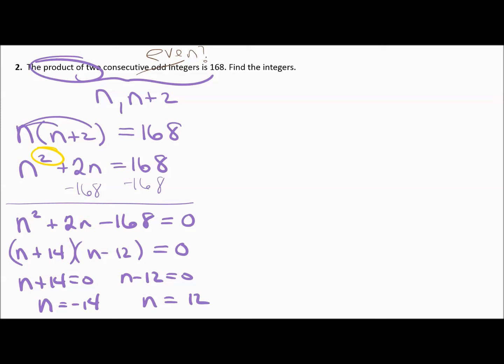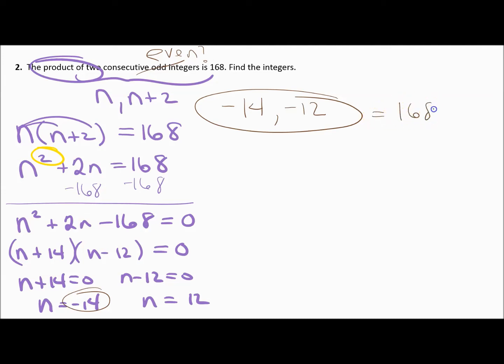So here we go. The first answer, if n is 14, and I list the consecutive integers, it would be negative 14 and negative 12, right? That's one set that would work. Multiply negative 14 times negative 12 in your calculator, and that gives you positive 168. The other answer would be 12 and 14, both positive. If I multiply those together, I also get positive 168. Okay?